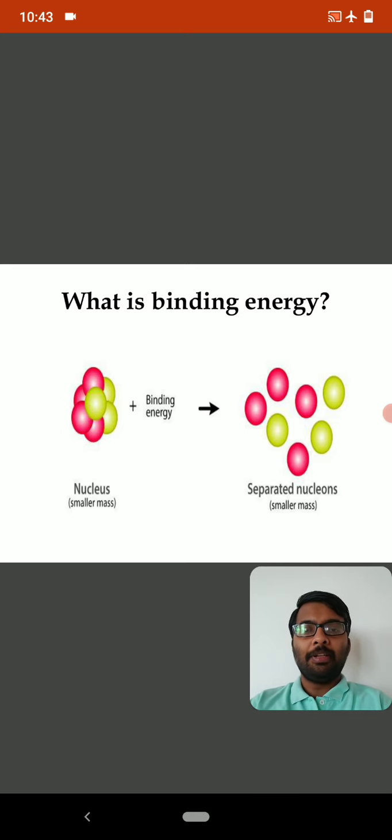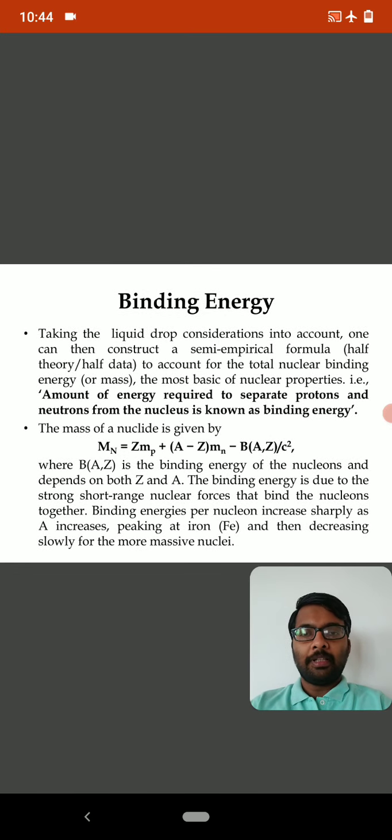So what does binding energy mean? It is the amount of energy required to separate the nucleons from the nucleus. Initially we have a certain nucleus, and to that nucleus we are supplying a certain amount of energy. After supplying that energy, the protons and neutrons get separated from the nucleus. That amount of energy required to separate Z protons and N neutrons from the nucleus is called the binding energy.